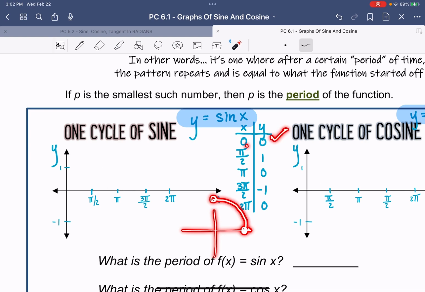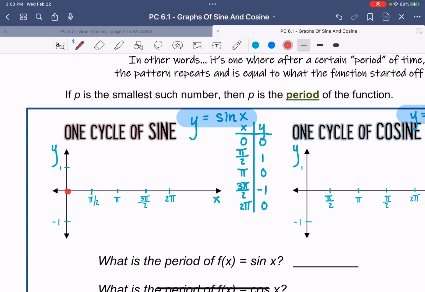As we move up to pi over 2, the y-coordinate is 1. Moving down to pi, the y-coordinate goes to 0. 3 pi over 2, the y-coordinate goes to -1. And then we're back at 0. Now notice after that it's going to repeat in nature, hence the periodic fashion. So we're going to plot these points here.